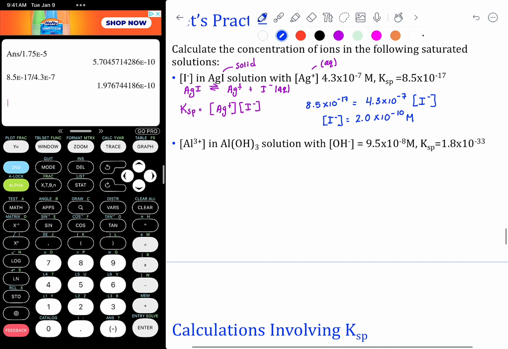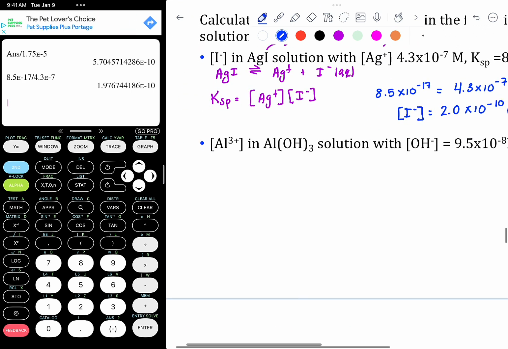Now you try the next problem, where we want to find the aluminum concentration in an aluminum hydroxide solution, where the hydroxide ion concentration is 9.5 times 10 to the minus 8 molar, and the KSP is 1.8 times 10 to the minus 33. Remember to write out your balanced equation first and your KSP expression first so you can account for any balancing that needs to happen. Luckily, we had this KSP expression on our previous slide, so it's not too difficult.